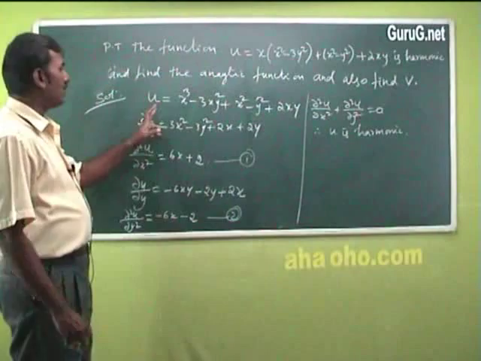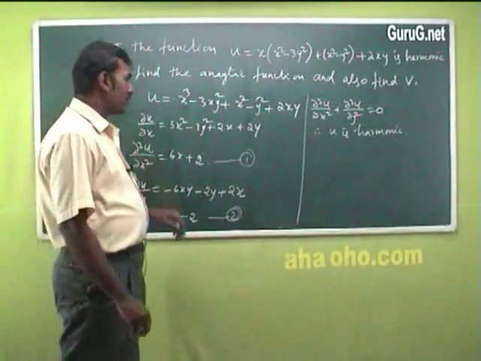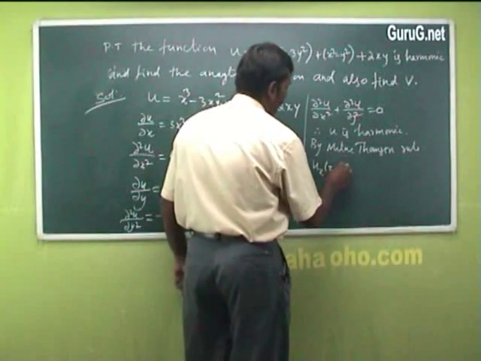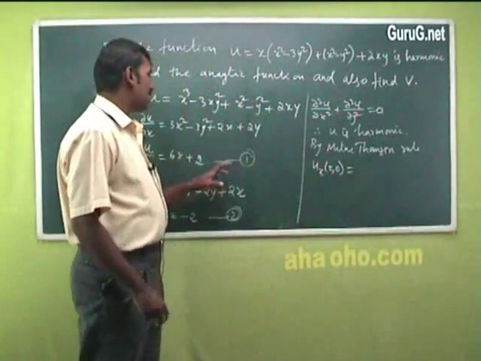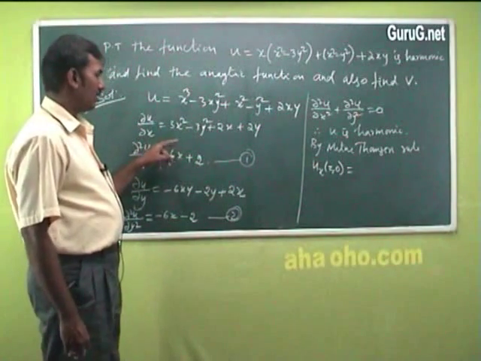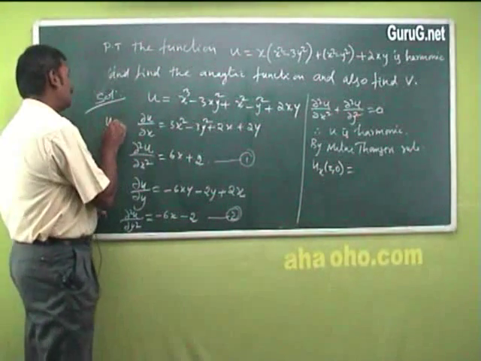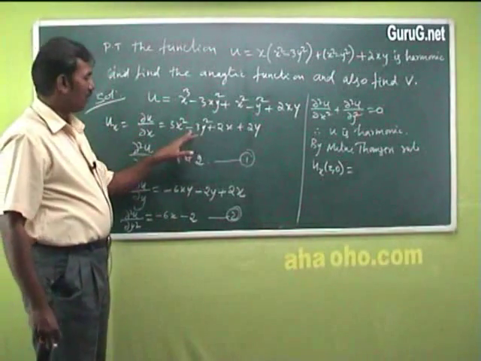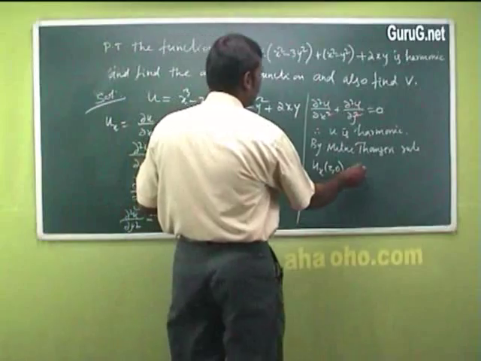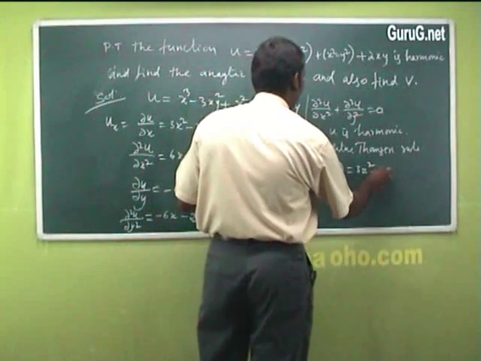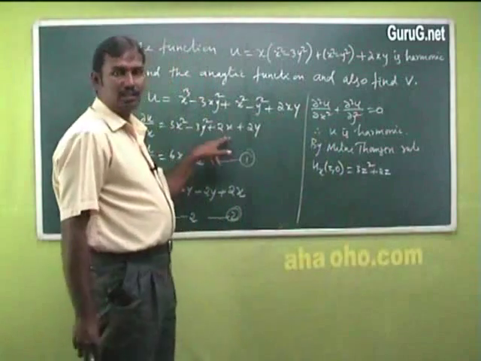So the real part is given. By the Milne-Thomson method, you find ux of z comma 0. So you replace x by z and y by 0 in this. This is ux, right? In this ux, x is replaced by z and y by 0. Then what do we get? 3z squared, this term is 0, plus 2z, right?